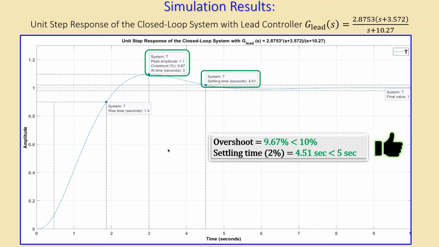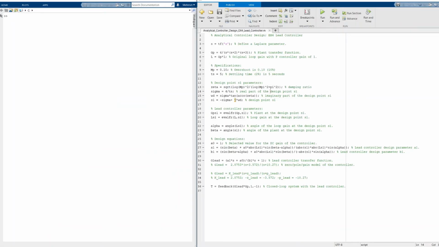So let's jump to that in MATLAB. So we are at MATLAB. I have now developed a script. I have defined again the Laplace parameter for our lead controller design. This is my plant, which is shown here again with 3 poles, and this is our loop gain.